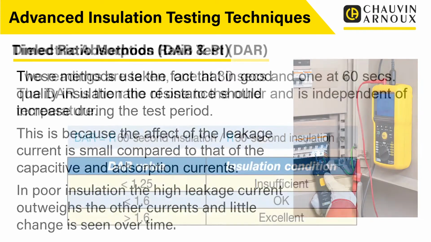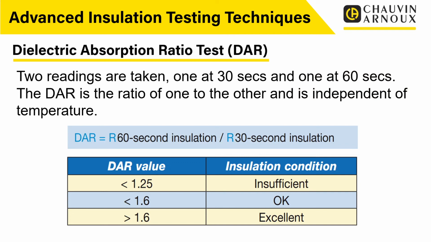a change over time. Now, the first test that we're going to look at here is the dielectric absorption ratio test, or DAR test. Now, as we said, this is a ratio. So we've got two readings taken. The first one is taken at 30 seconds after the start of the test, and the second reading is taken at 60 seconds. So the DAR is the ratio of one to the other, and as we said before, is independent of temperature. So if you can see on here, we take the resistance reading at 60 seconds, we divide that by the resistance reading at 30 seconds, and then we get a value.